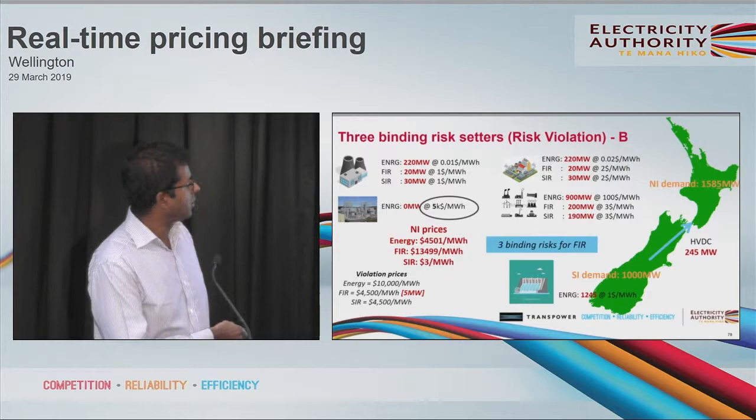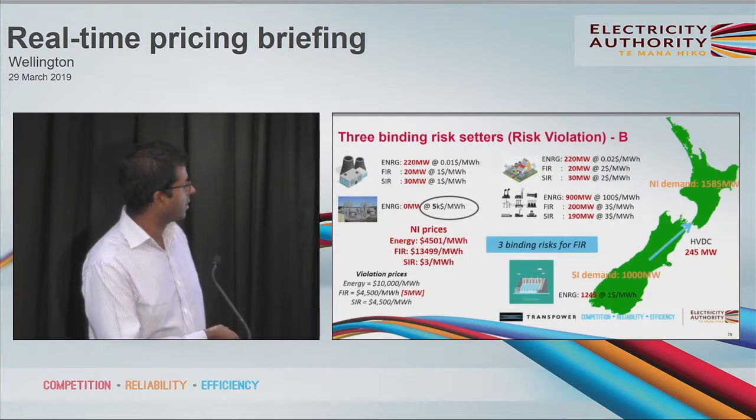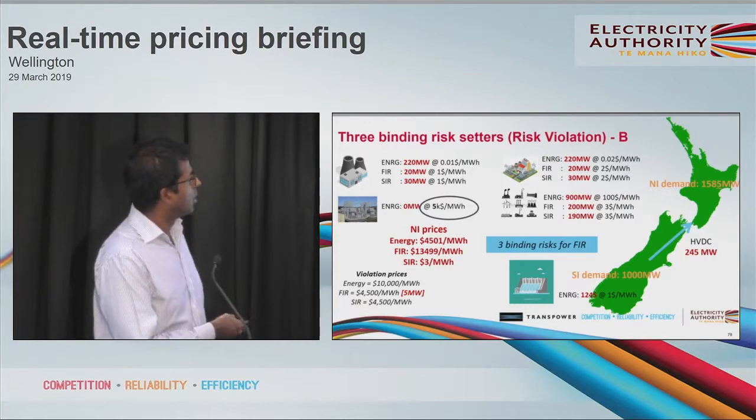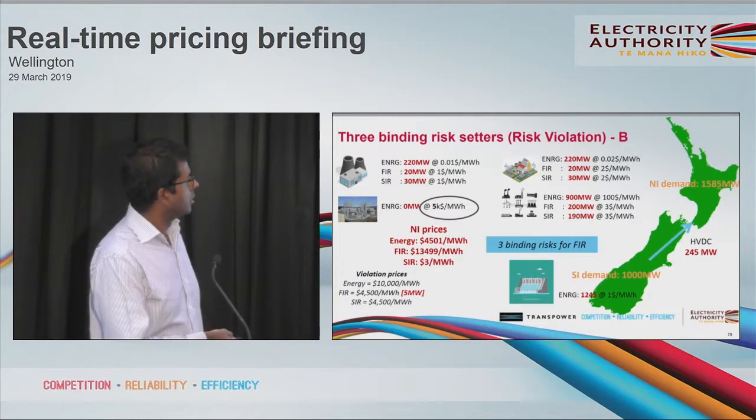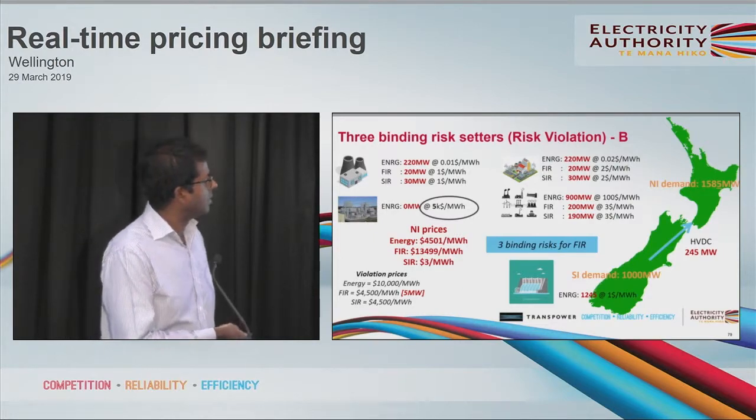But now we see the energy price is a lot higher. The energy price takes on the reserve violation price, because SPD says, well, it's actually cheaper for me to violate the reserve than use this peaker. So we get the 3-to-1 price.